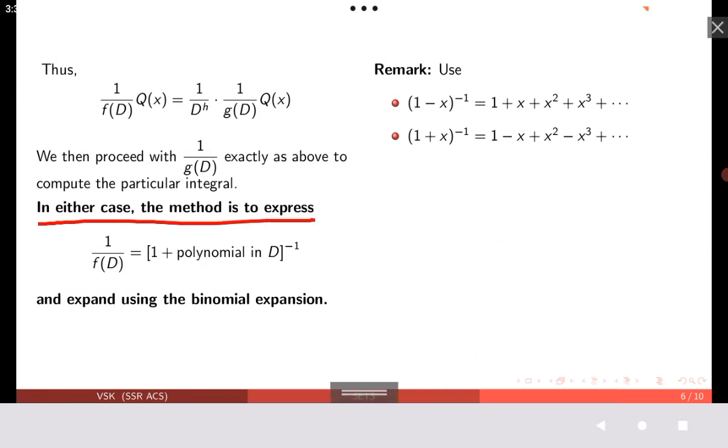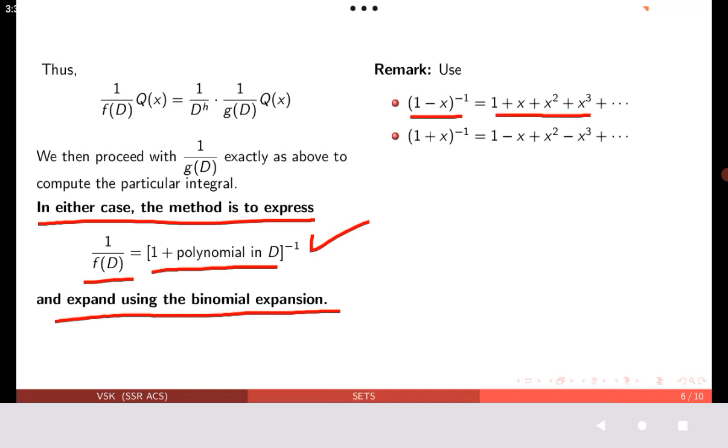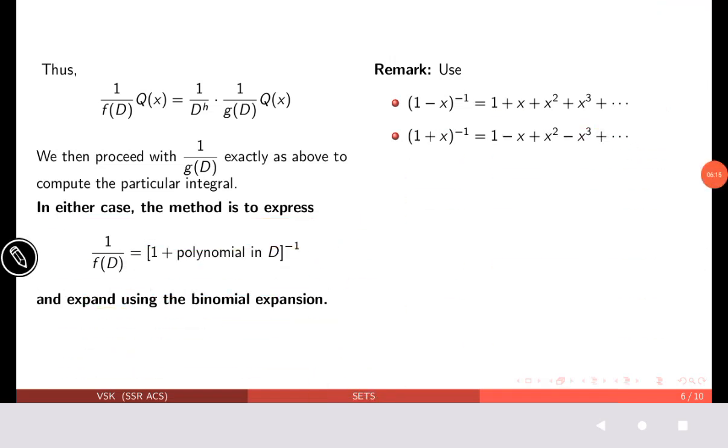The method is to express 1 upon f(D) in this form, 1 plus polynomial in D, to the power minus 1, and expand using the binomial expansion. Now these two are important formulas which we will use when we solve the questions. 1 minus x to the power minus 1 is 1 plus x plus x square plus x cube and so on. And 1 plus x to the power minus 1 is 1 minus x plus x square minus x cube and so on. So by this way this method is explained.